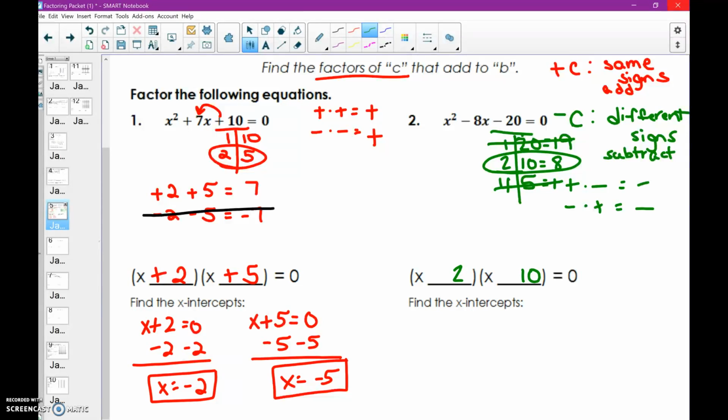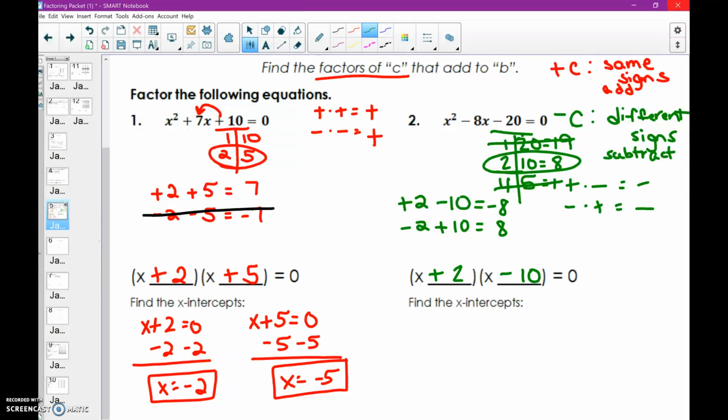Now here are my options. They're going to have to multiply to be -20, so it's got to be either +2, -10, or -2, +10. Those are my options. They're both going to multiply to be -20, but let's see what happens when I combine them. +2 minus 10 equals -8. -2 plus 10 equals +8. I want the negative one because that's what's here. So that's the signs I'm going to use. So there's my answer.